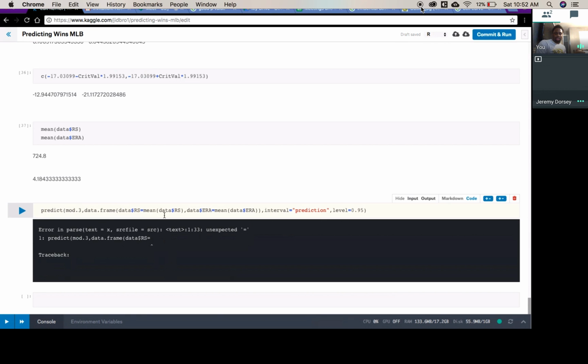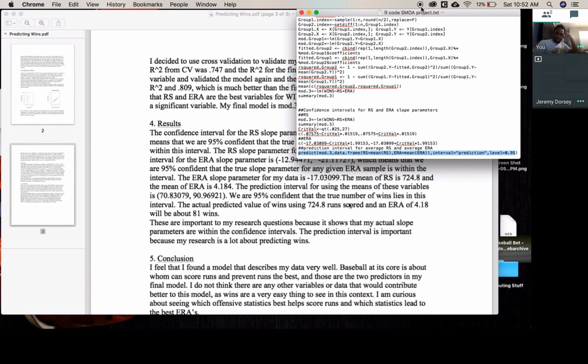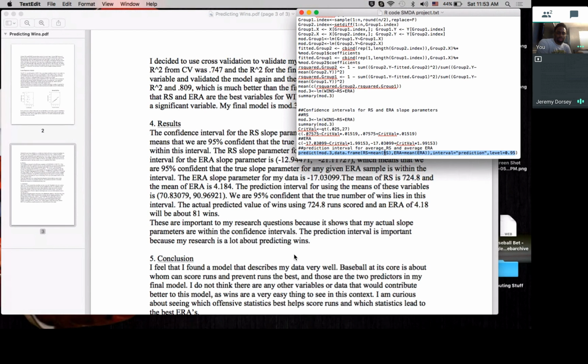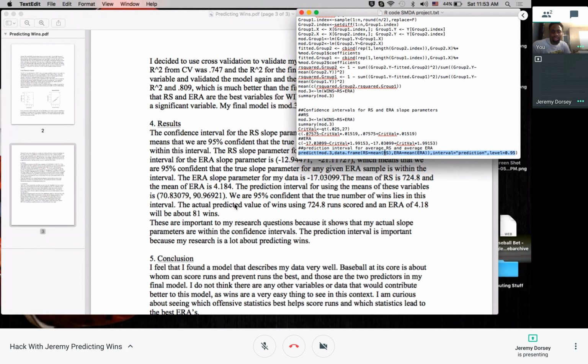But at a high level, this will give us another interval, and in this case, it produces the interval 70.8 to 90.9. So essentially it means we're 95% confident that the true number of wins lies between this interval when you score 724.8 runs, well, 724 runs, and have about a 4.18 ERA. It will be about 81 wins.